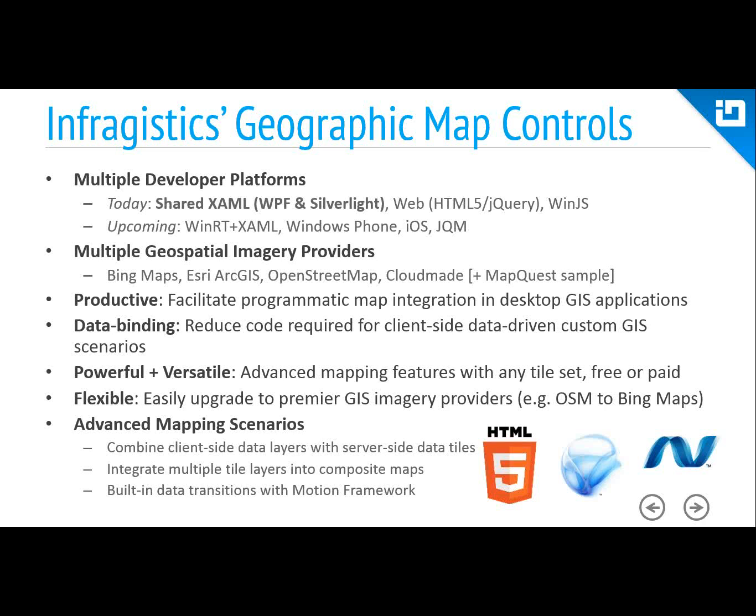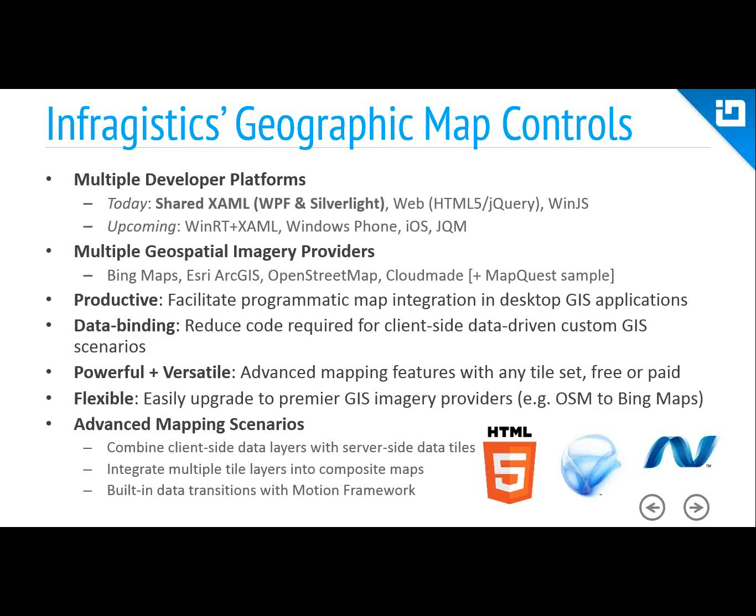And the beauty is that if you're still testing the waters around map usage in your applications, you can get started with something like free imagery like OpenStreetMap, and eventually, if you switch to a premium provider like Bing Maps or Esri, then you won't have to rebuild your application because if you're using our map control, you're already up and running. You simply need to change the imagery provider in the background, but you don't have to rebuild the application. So it's a very powerful scenario if you're starting small and then scaling up in your usage of maps inside of your application.